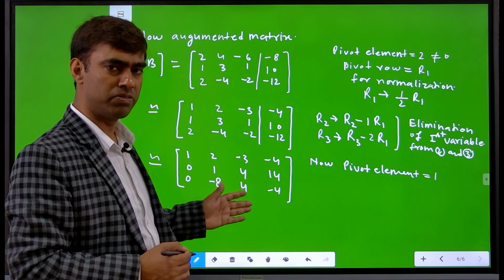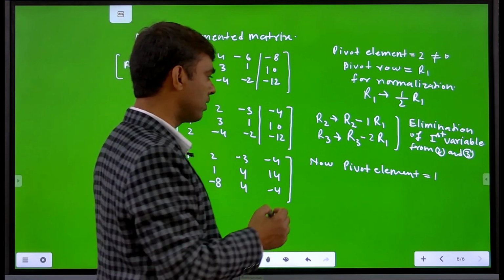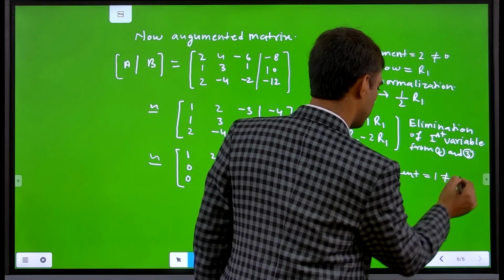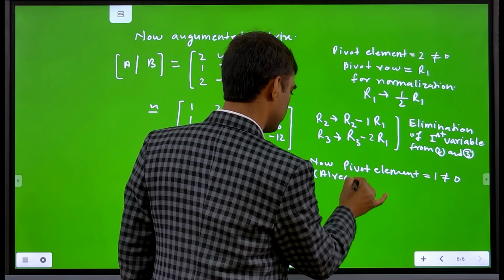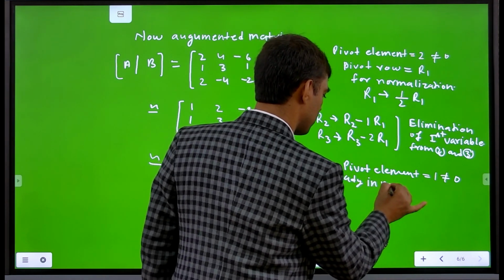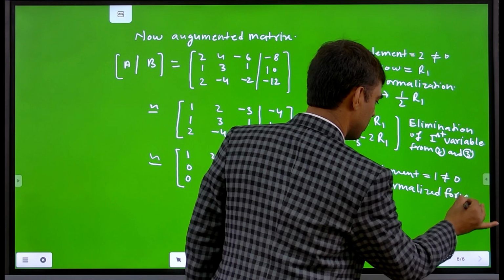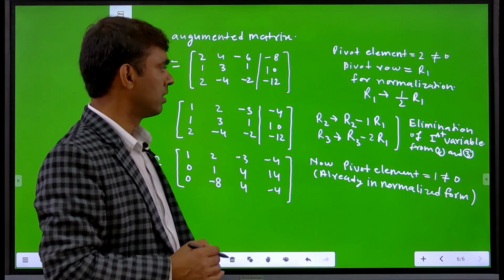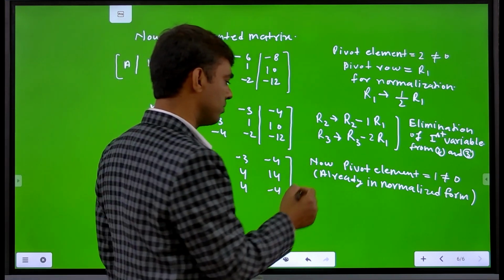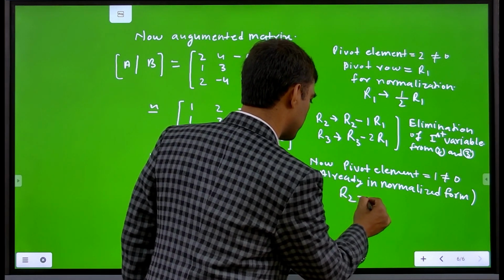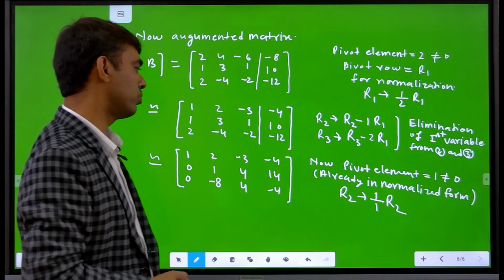This one is already in normalized form for the second variable, because the coefficient of the second variable is 1. So here we perform the elimination, and this one does not equal 0. It is already in normalized form. So there is no need to perform the operation R2 tends to 1 by pivot element R1, because there is no change. If we try to perform the normalization, then this becomes R2 tends to 1 upon pivot element 1, this becomes R2. So this means there is no change in R2 tends to R2.